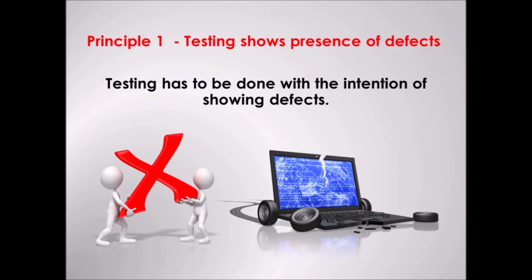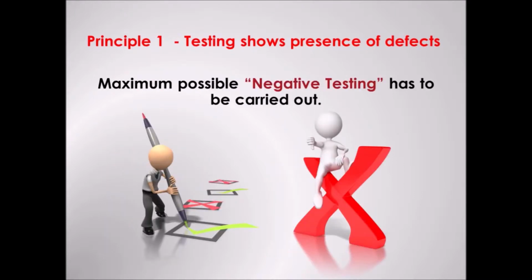Principle number 1. Testing shows presence of defects. The testing is done with an intention of finding defects or showing defects. So, how do we find defects? We have to write negative test cases to the maximum possible extent to find out the defects. Before we see what is negative testing, let us see what is positive testing.